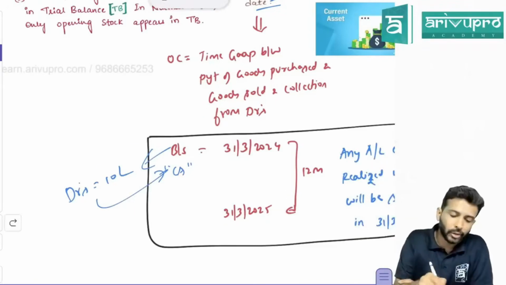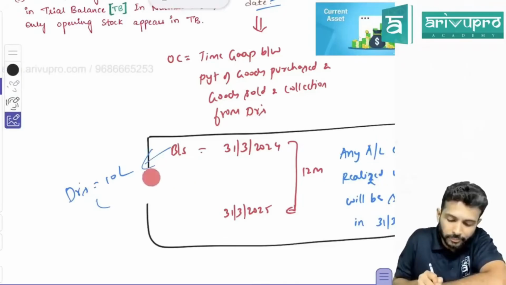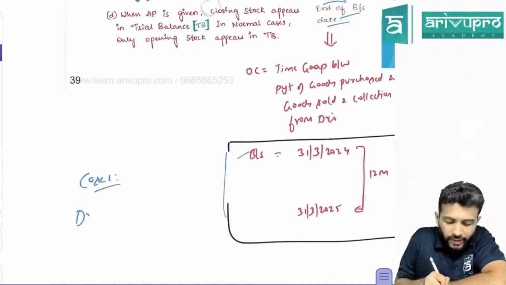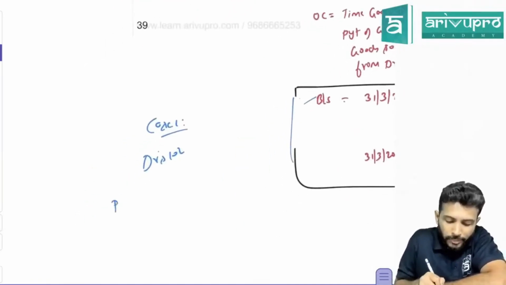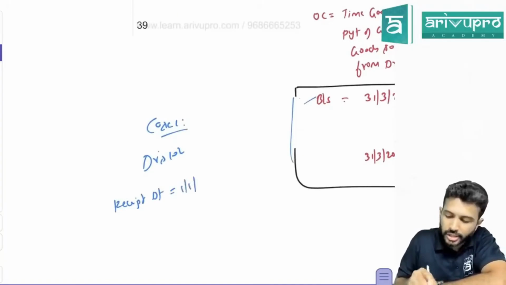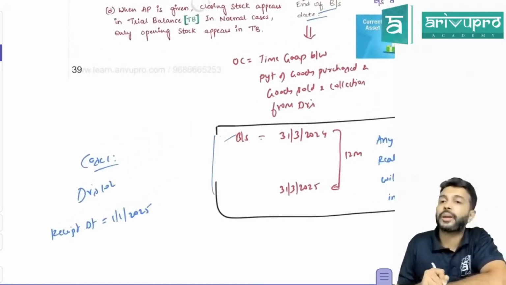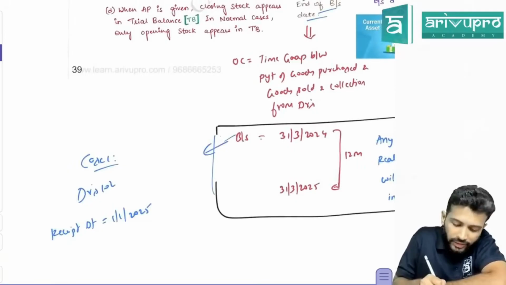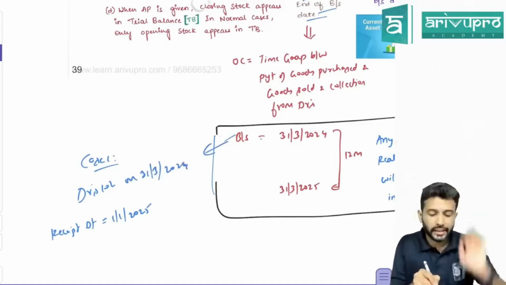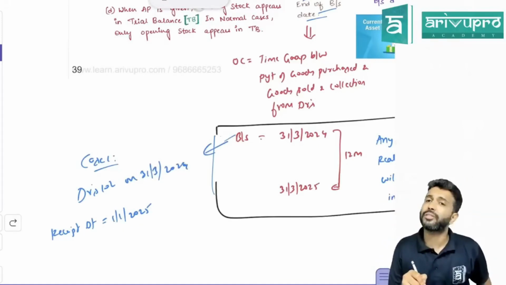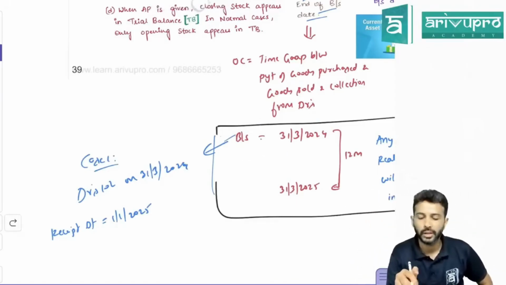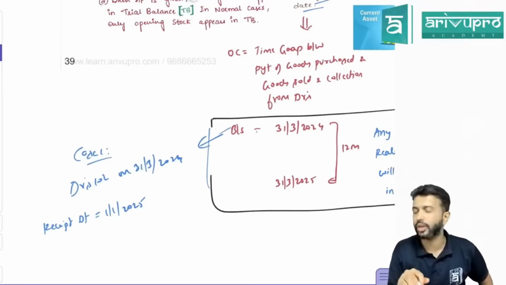If you are expecting to receive money from debtors, I'll give you an example here. Case 1: a debtor of 10 lakh rupees is expected to make the payment, the receipt date I will write, on 1st January 2025. The debtor is outstanding on 31st March 2024. We have sold the goods, and we feel the debtor will pay us the money on 1st January 2025. So in this balance sheet, will you show this debtor as a current or non-current asset?